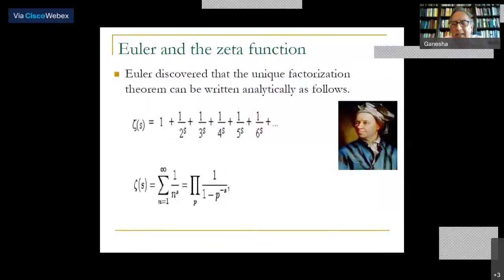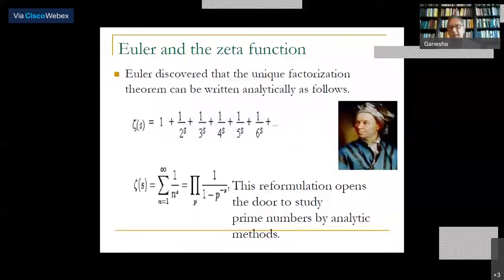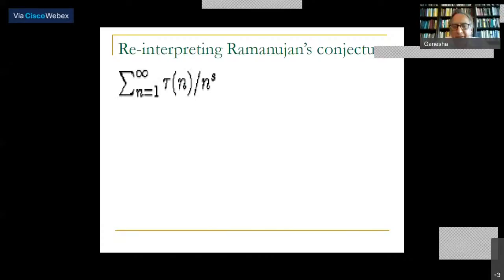This reformulation opens the door to study prime numbers by analytic methods. And Euler's observation set the foundation for a new branch of mathematics called analytic number theory. So if we try to reinterpret Ramanujan's conjectures in the light of Euler's discovery, we find that, similar to the zeta function, the summation of 1 over n to the s, we get the summation of tau of n over n to the s. Remember that tau function was the coefficient of that power series of Ramanujan.